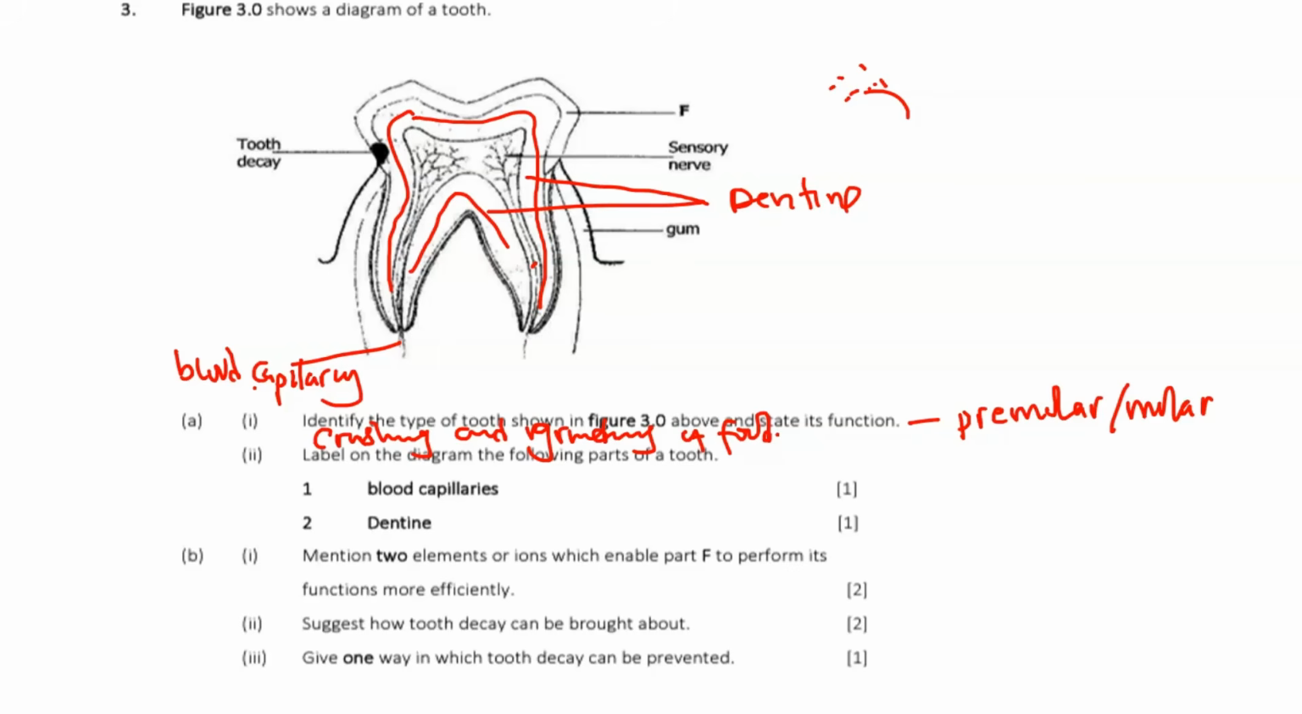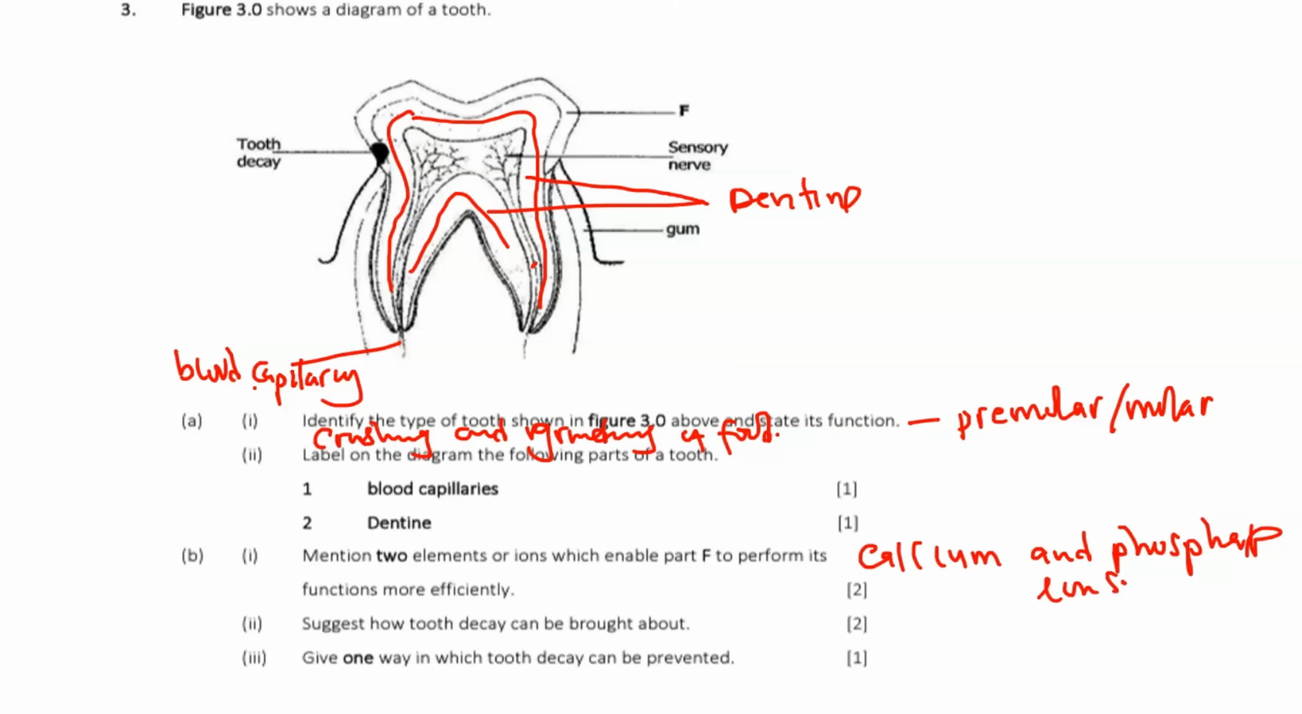Then mention two elements or ions which enable F to perform its function. So F is the enamel, and from where we are coming from, we said it is made up of two ions or elements. That is the calcium and phosphate ions. Okay, so very important.